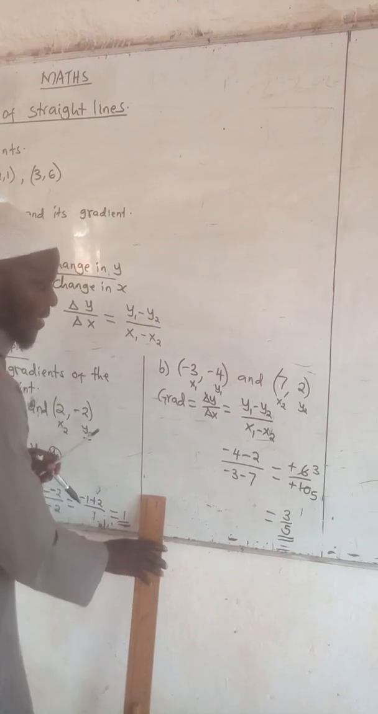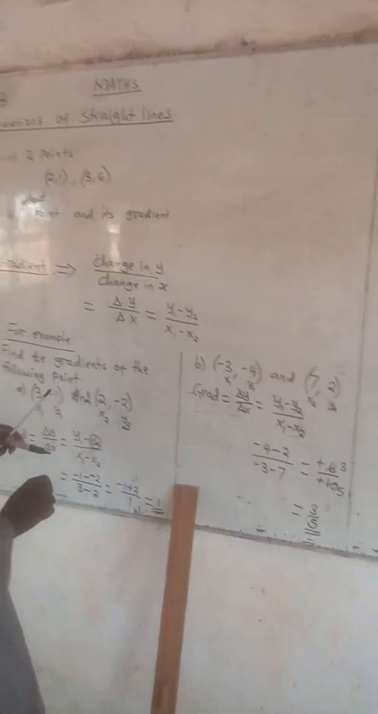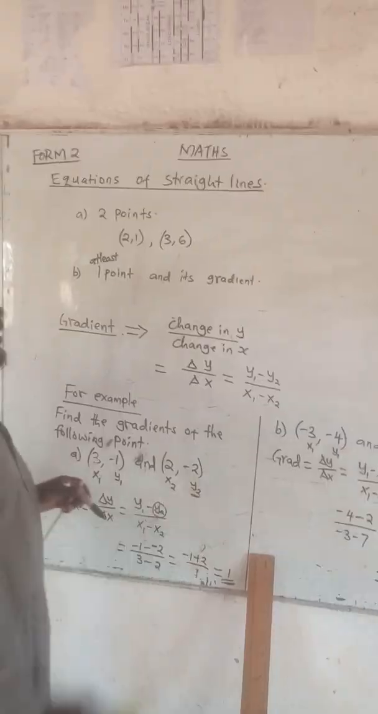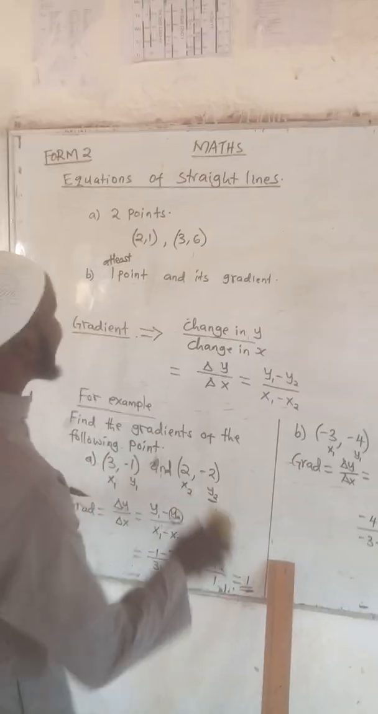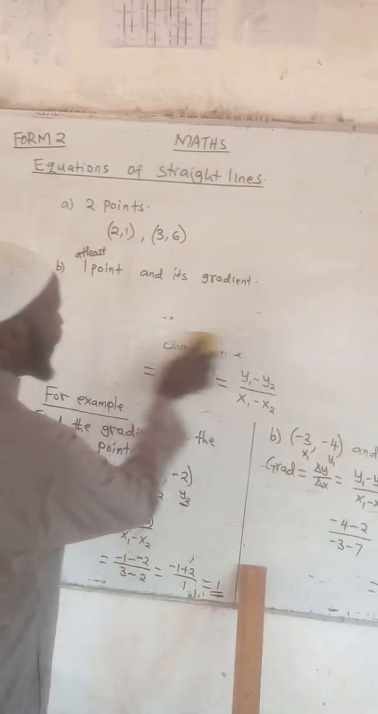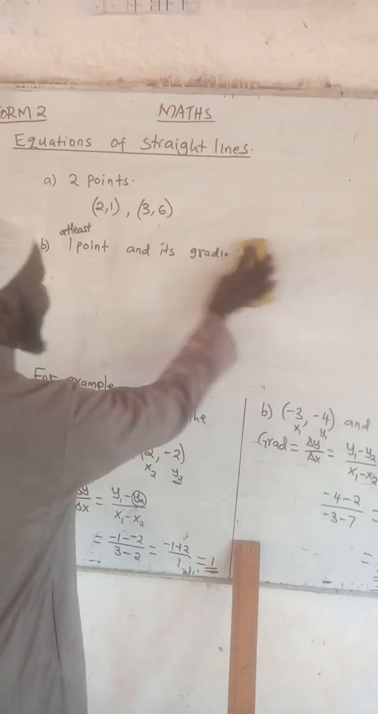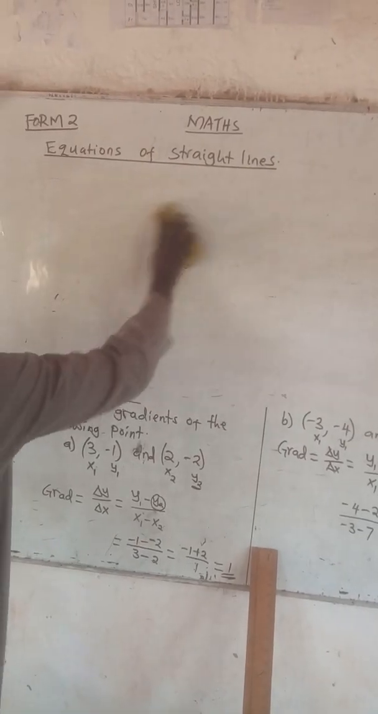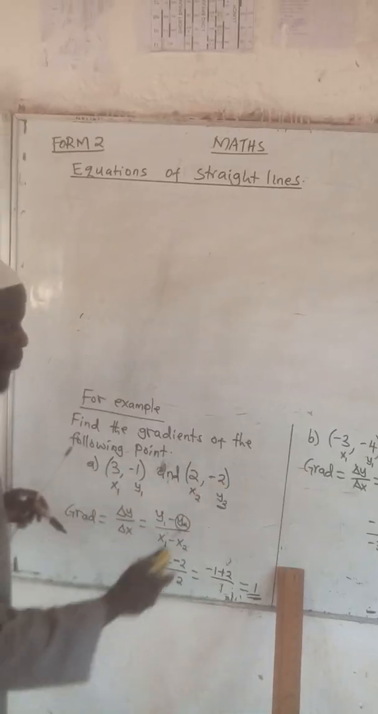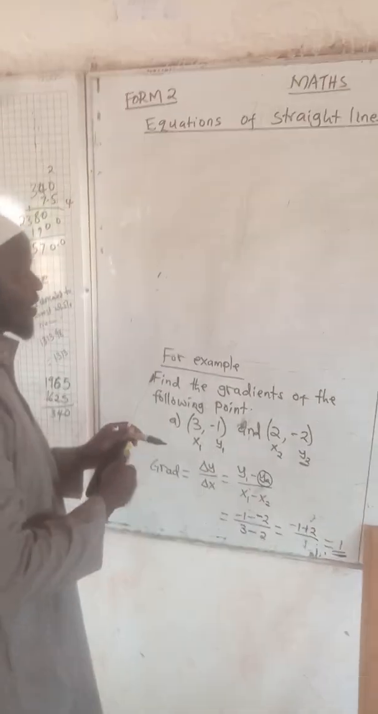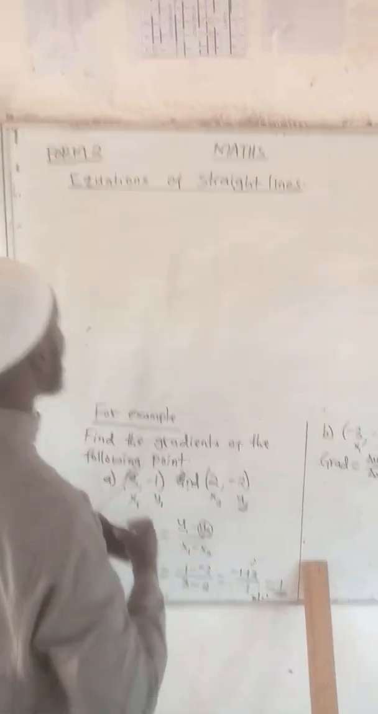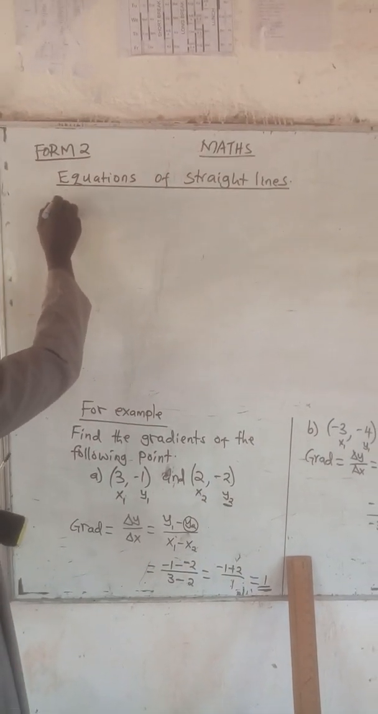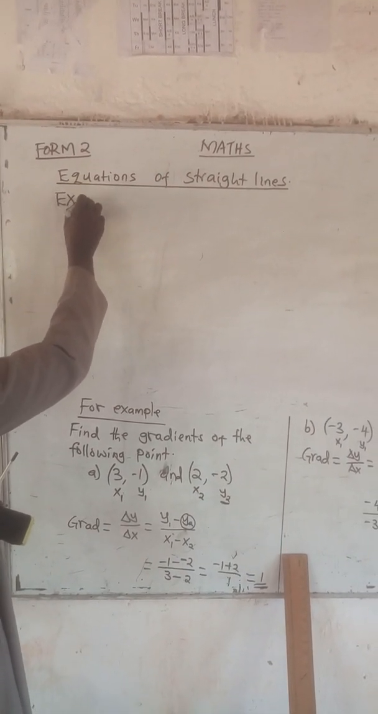Now, I want us to look at examples on how we can get the equation of a straight line. The equation of a straight line. Now, you can write it as how to get the equation of a straight line. Now, examples for this case.